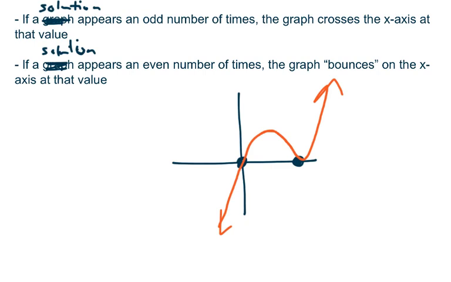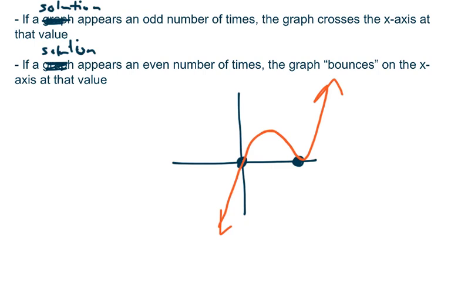It comes across, hits it, and then comes back up. It's kind of like modeling a ball bouncing. It hits the ground and comes back up. So this is a bounce, this is a cross. It crosses at 0 because 0 appeared one time, an odd number of times. It bounces at 3 because 3 appeared an even number of times. It appeared twice.